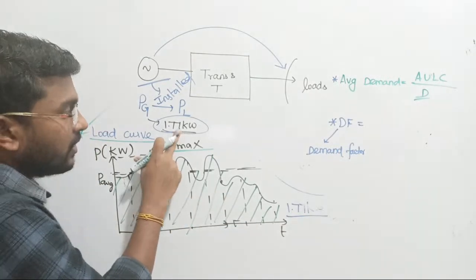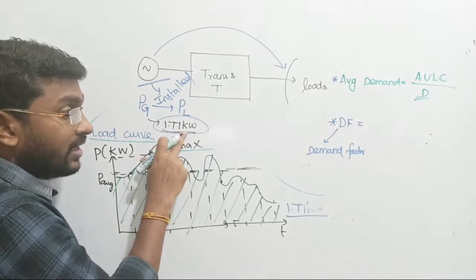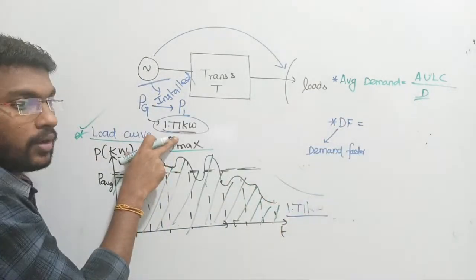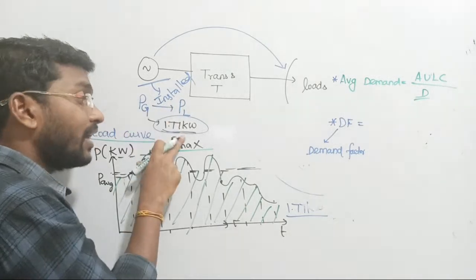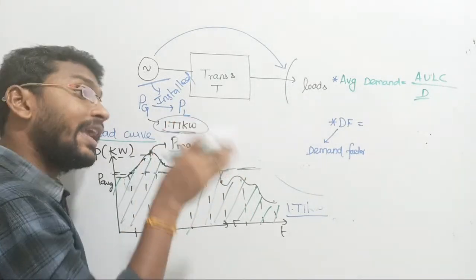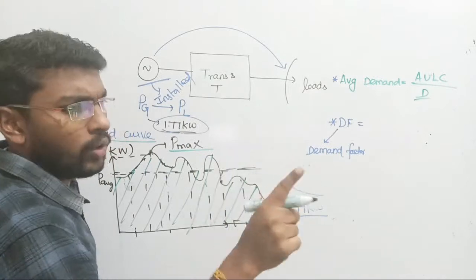So where is this? 1.77 kilowatt is nothing but the demand of the people for which I am generating this power. It does not mean that that is the rated power of the alternator. The alternator can generate up to 10 kilowatt. What is your demand?